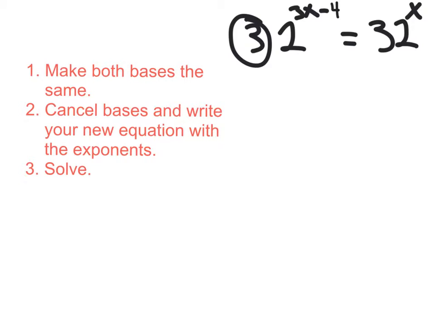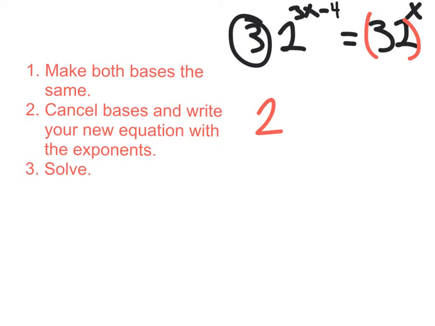Step 3, solve. Okay, so we do have a base 2 here, so it would be nice if we could change this one to base 2 also, right? So let's change the 32. It might be a good idea to put that in parentheses. That way you could actually see how it works. 32 is really what? 2 to what power? 5. 2 to the 5.